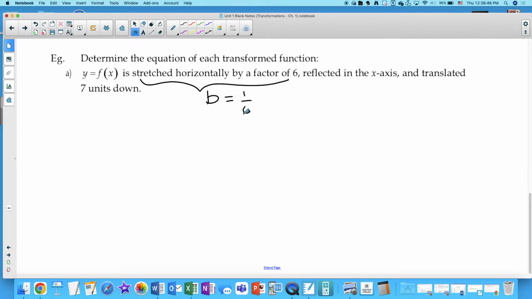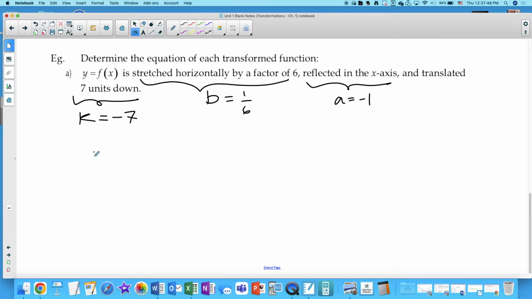What I like to do when I'm writing out my values of a, b, h, and k is scan for the stretches and the reflections first, because then I know whether or not the a or b value is negative. We're not told about a vertical stretch, so the magnitude of a is 1, but because it's reflected in the x-axis, it's -1. And then it's translated 7 units down. What does that tell us? Yeah, k is -7. There's no horizontal translation mentioned here, so you just have to assume that if the description says nothing about a horizontal translation, there isn't one.